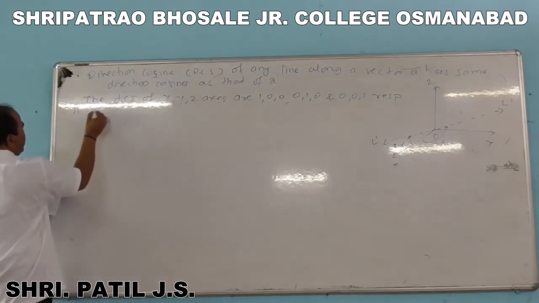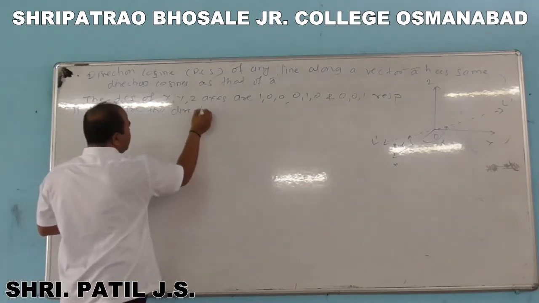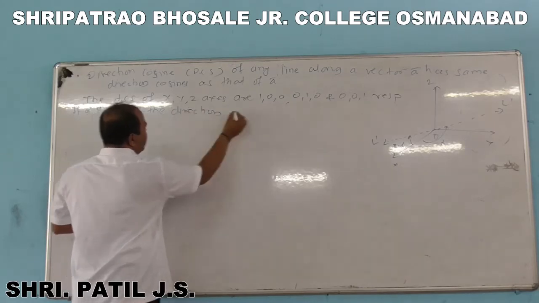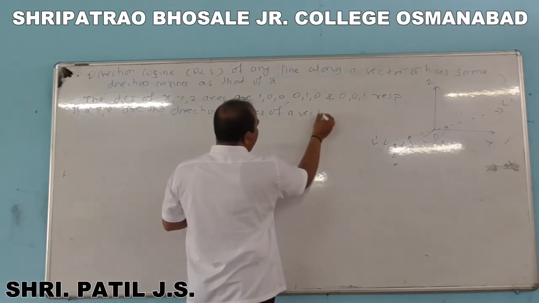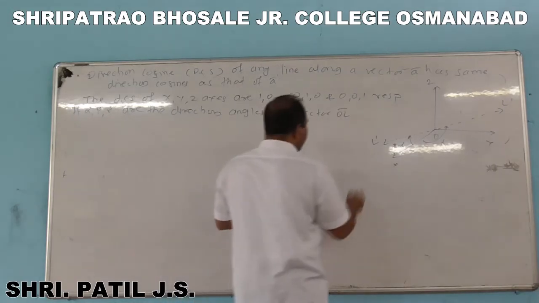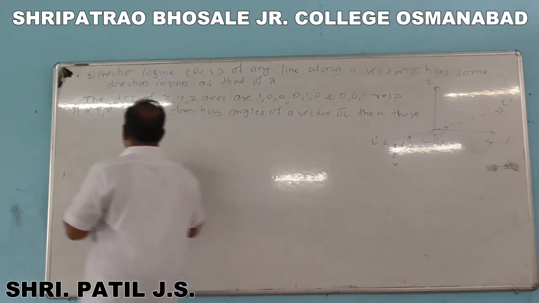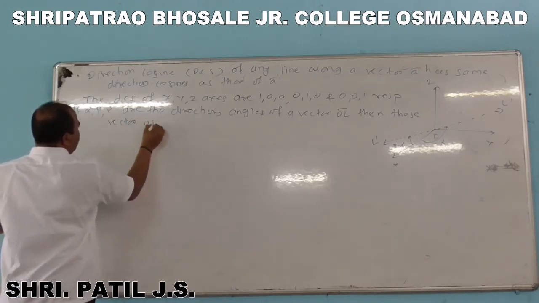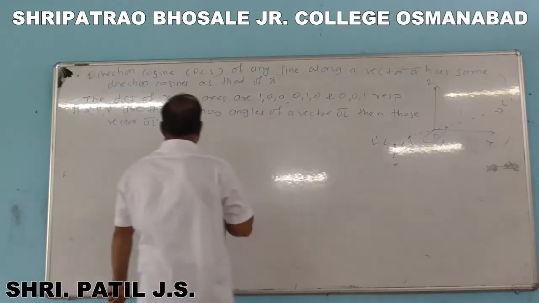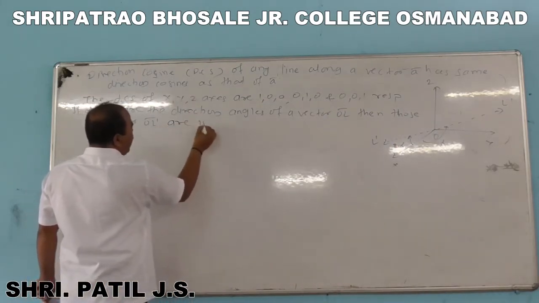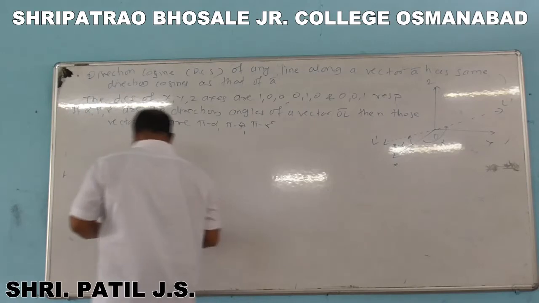If alpha, beta, gamma are the direction angles of a vector OL, then those of vector OL dash are pi minus alpha, pi minus beta, pi minus gamma.